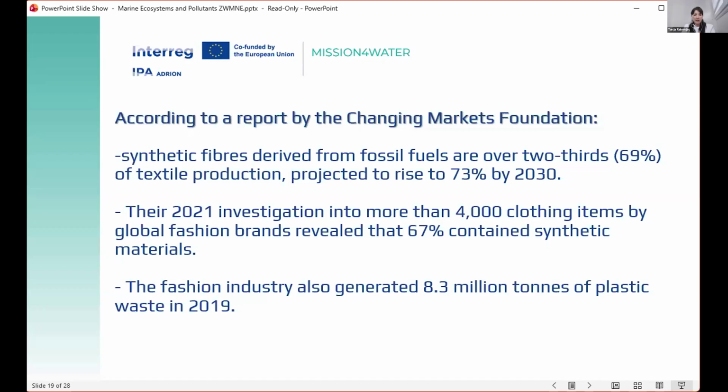Their 2021 investigation into more than 4,000 clothing items by global fashion brands revealed that 67% contained synthetic materials. The fashion industry also generated 8.3 million tons of plastic waste in 2019. It has been found that these materials release about 500,000 tons of plastic microfibers annually into ecosystems and the food chain, especially in the marine environment, while microplastics from nylon and polyester are linked to respiratory diseases.